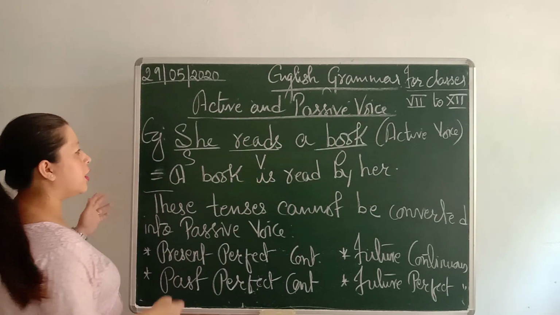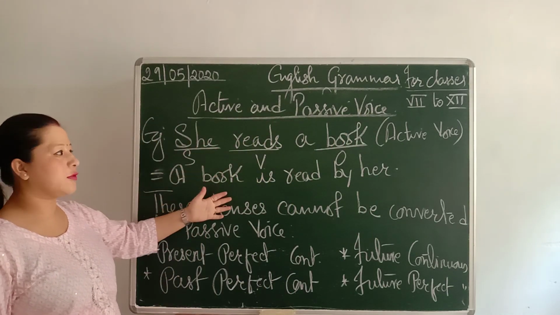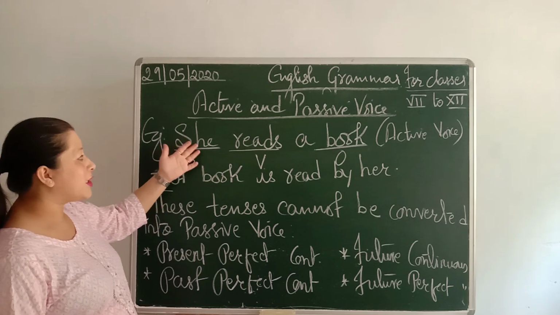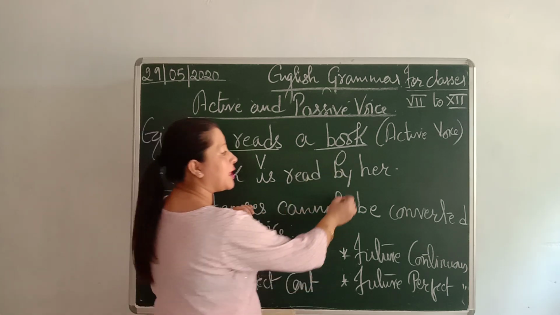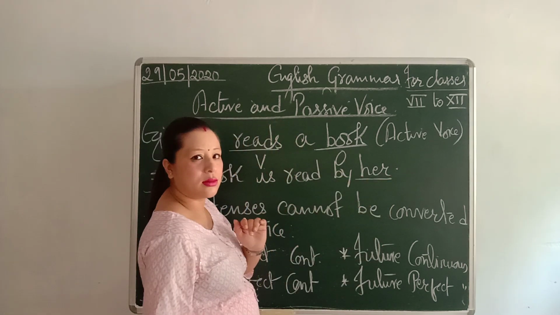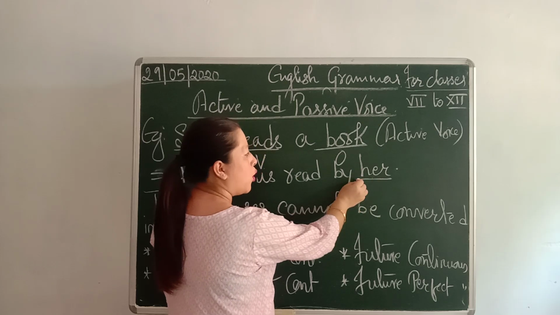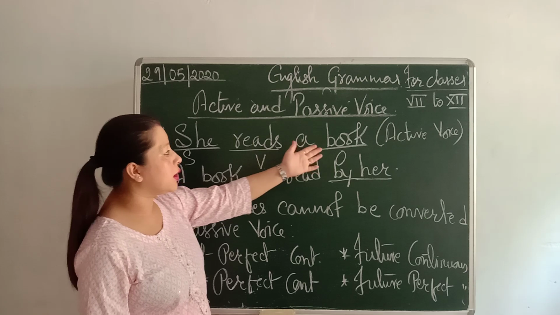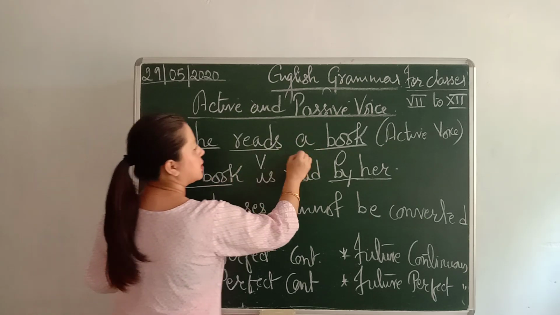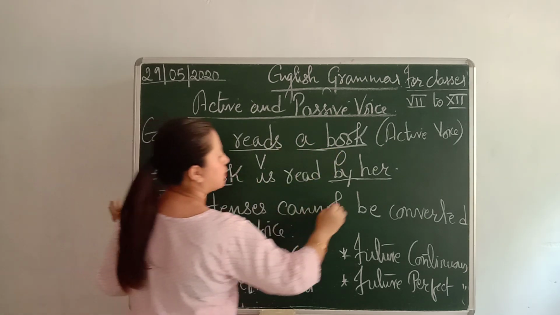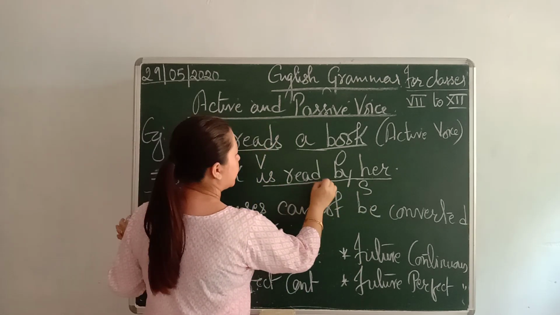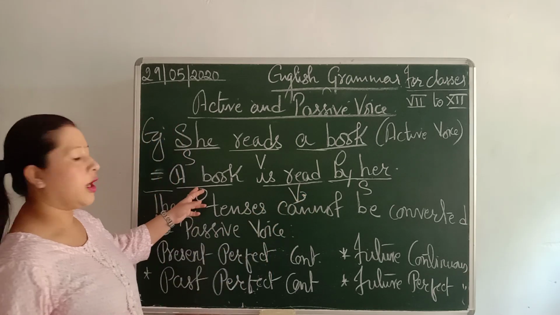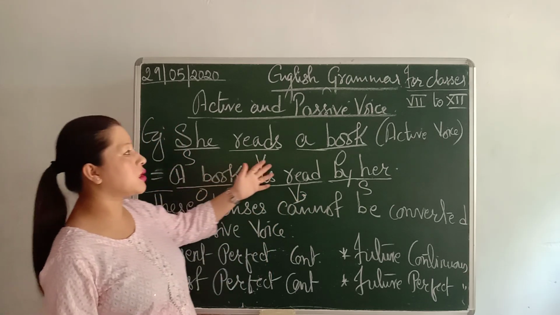Okay, so here when you change active voice into a passive voice, the subject in the active voice, that is she, goes at the back and will be replaced by the word her, and this her will be supported by a preposition, that is by her. And the object, that is book, comes in front. Object comes first, subject goes at the last, and verb remains here in a third form. Understood?